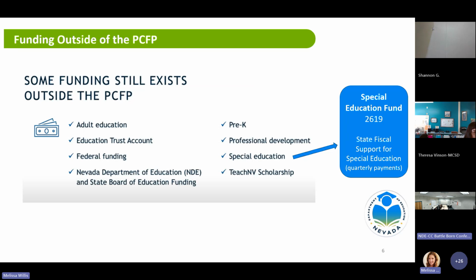Some of them are outside of K-12 education, but I also wanted to draw your attention to the Special Education Fund, Fund 2619, which is paid outside of the PCFP, and that is the state's fiscal support for special education. Those are received as quarterly payments, and we'll get into that with the disbursement in just a little bit. Again, I wanted to draw attention to special education. It does affect K-12, and it's provided outside of the PCFP.